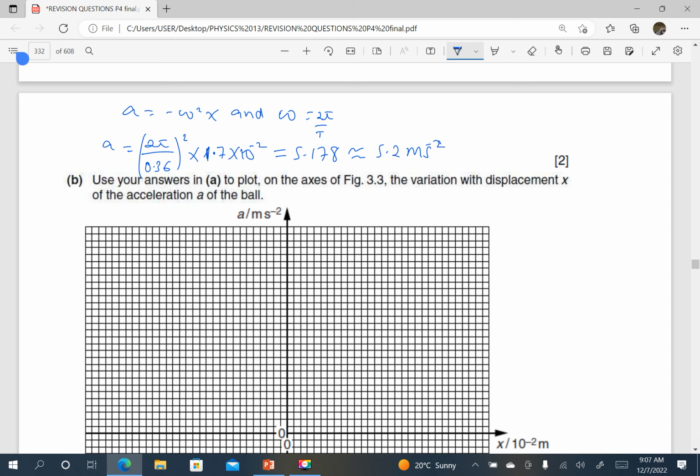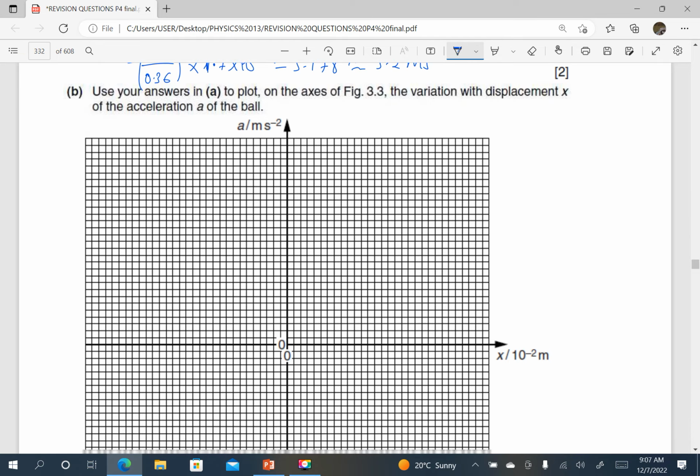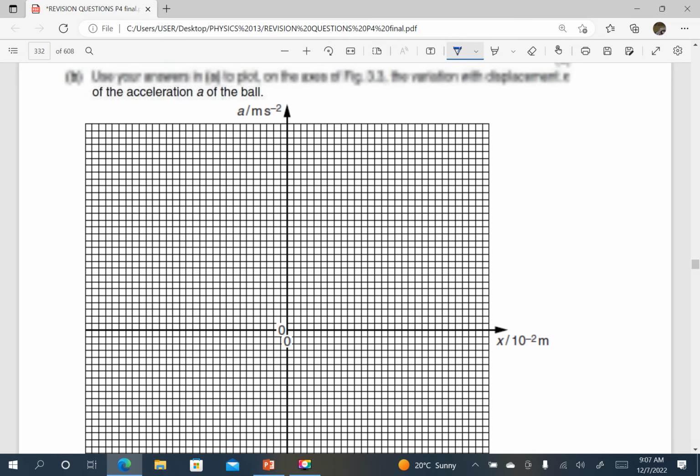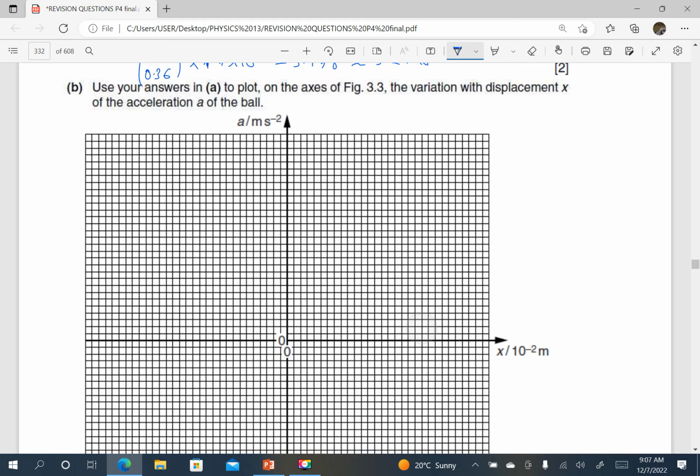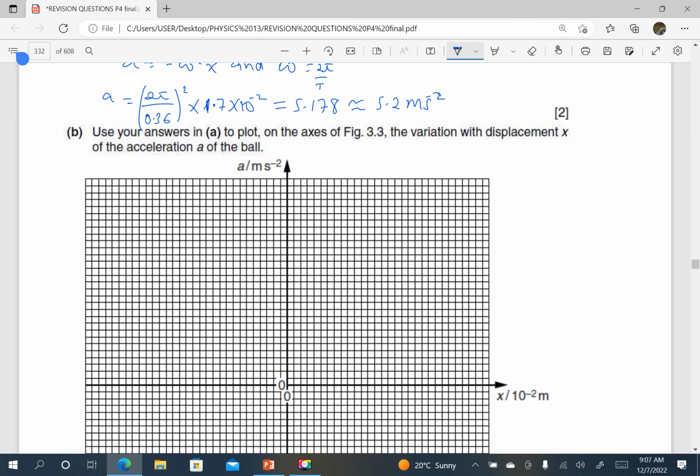Use your answers in A to plot on the axis of the figure 3.3 the variation with the displacement x of the acceleration a of the ball. We want a variation with the displacement. Remember, the maximum acceleration is 5.2. So I will say a naught, that is maximum acceleration, is 5.2. Maximum displacement is going to be plus or minus 1.7. And remember, acceleration is directly proportional to displacement, so that is a straight line.